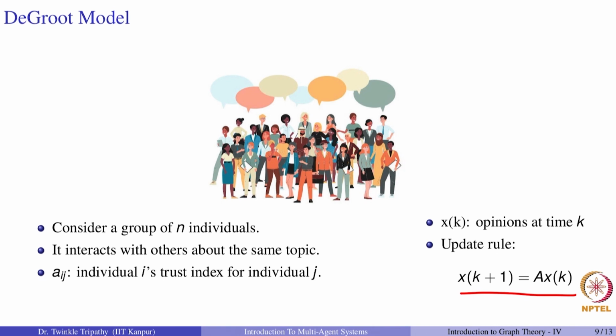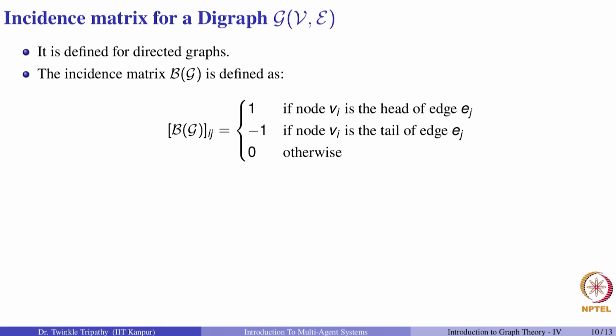Now, let us look at yet another kind of matrix that we can associate with a graph, that is the incidence matrix. Now, the incidence matrix is defined for directed graphs and gives us an idea of where an edge starts from and where it ends, meaning the incidence matrix B of G has, okay, first let us define something else.